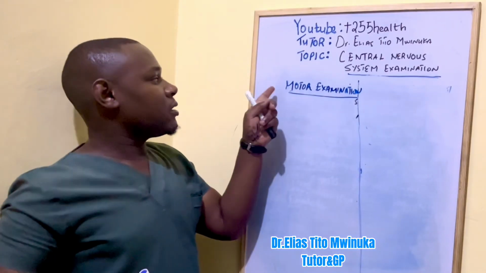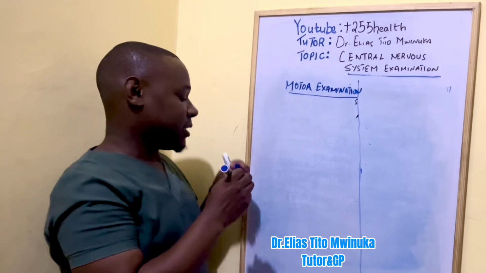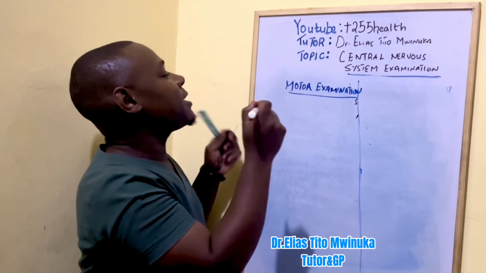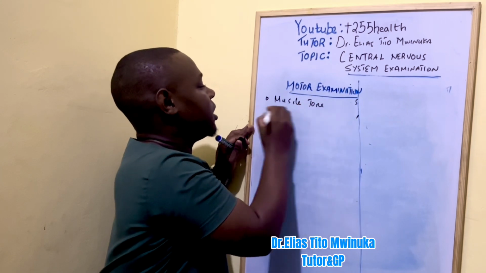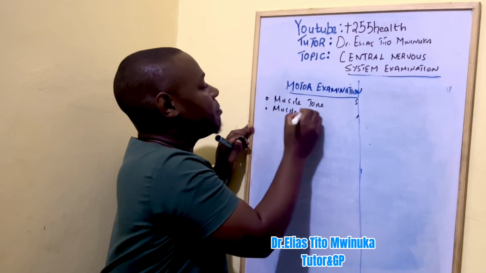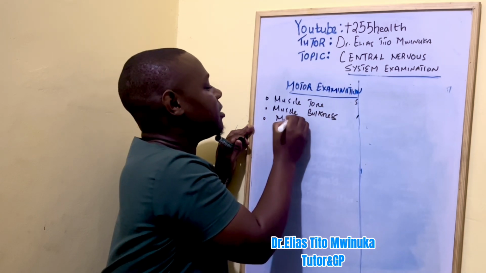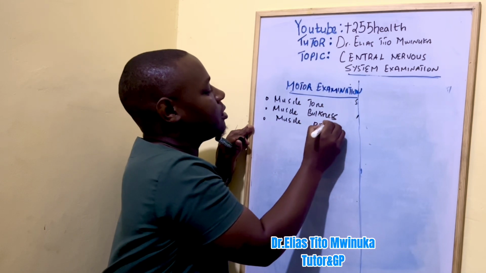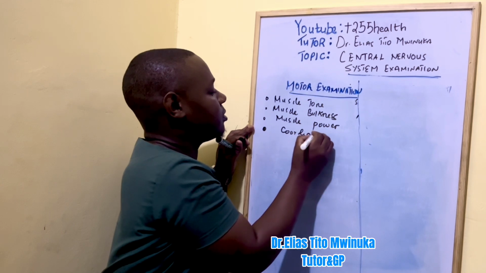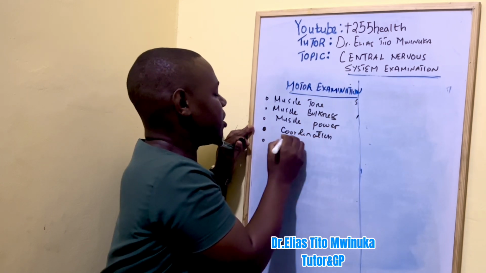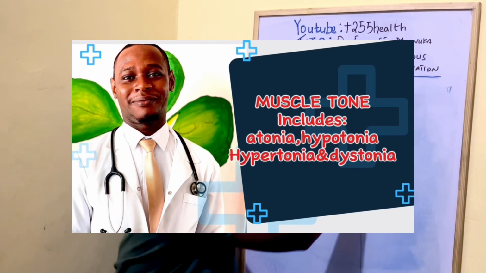Yes, so we're back again. After doing the sense, we're going to go to the motor parts. So what are we going to check on the motor parts? There are different things which we're going to check in the motor parts, such as muscle tone and muscle bulkness, muscle power. We're also going to test coordination, and you're also going to test gait. So we're going to go through one thing after the other, starting with muscle tone.